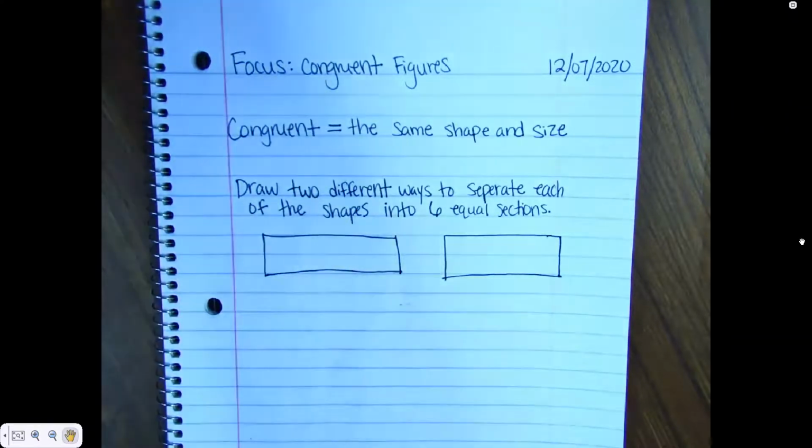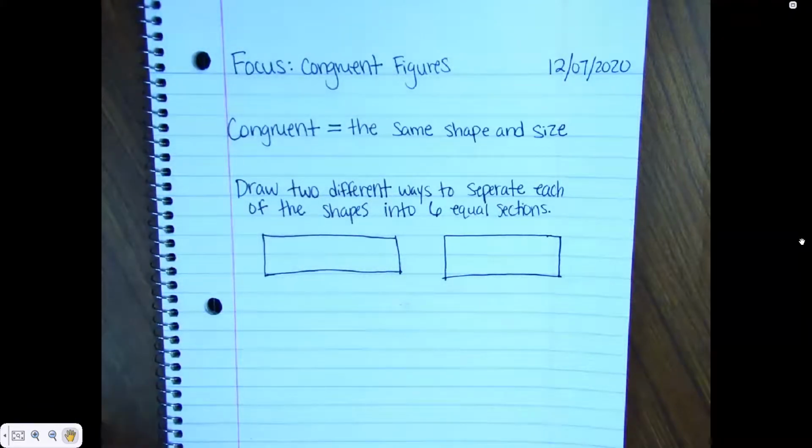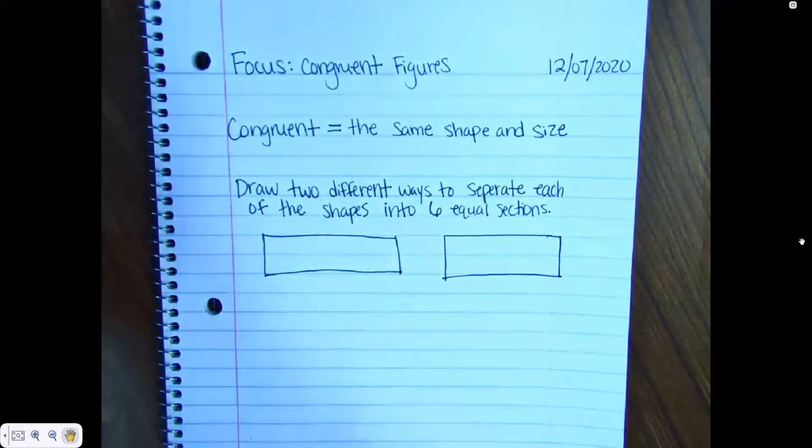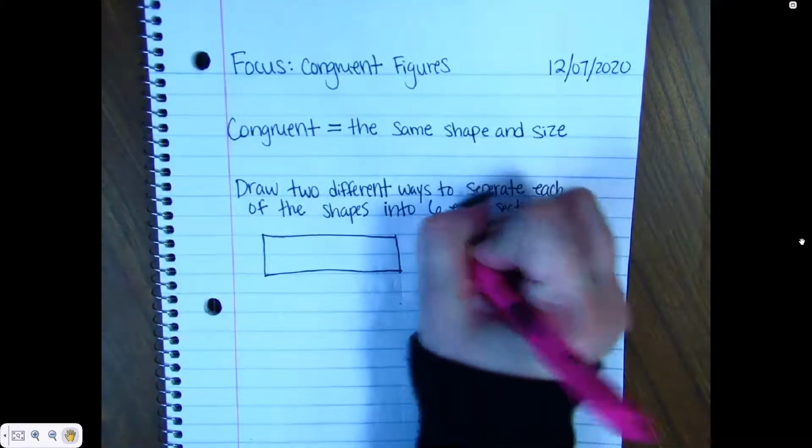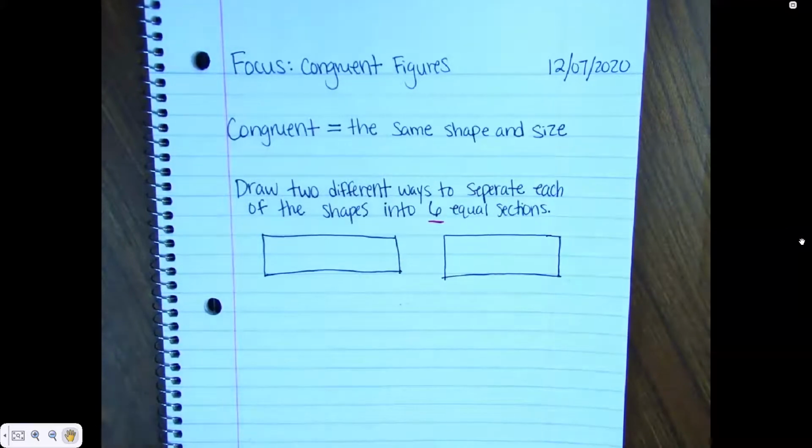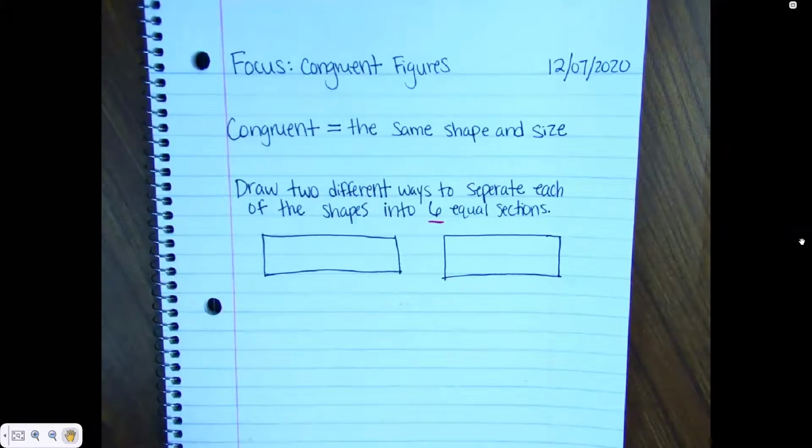There's a few different ways you could do this. So y'all show me, how are you going to divide it into 6 equal sections? So you're doing 6. How are you going to divide this into 6 equal sections?